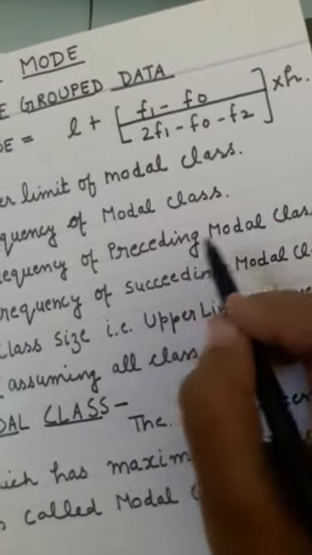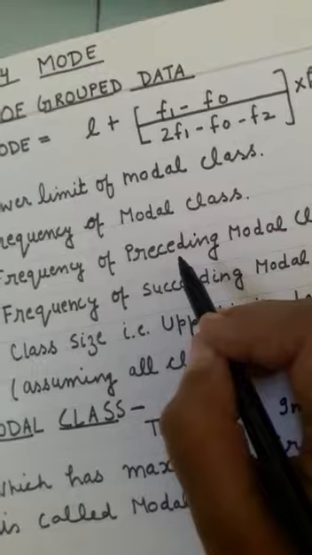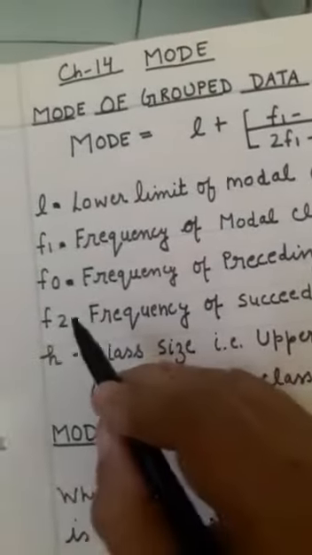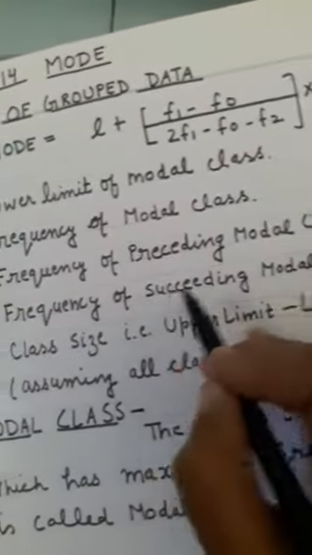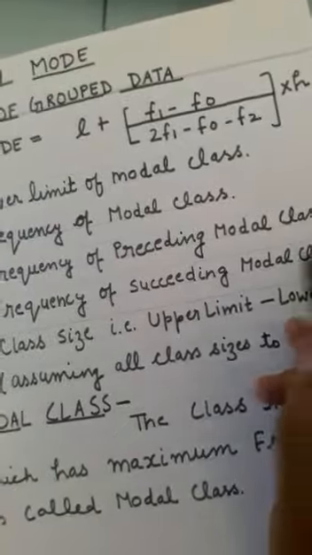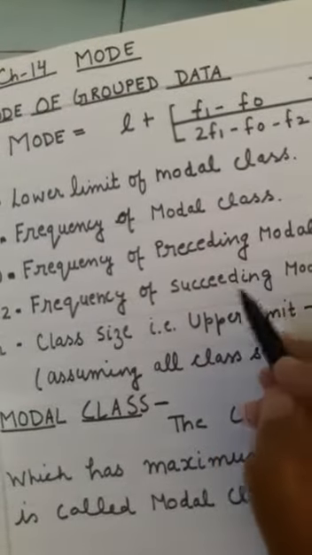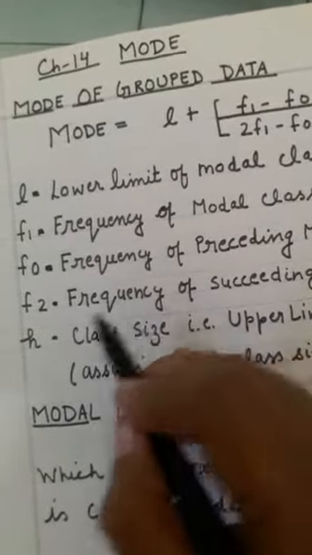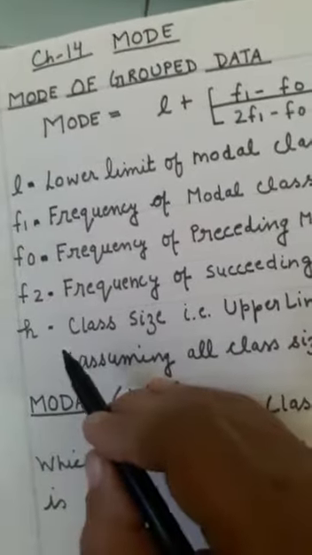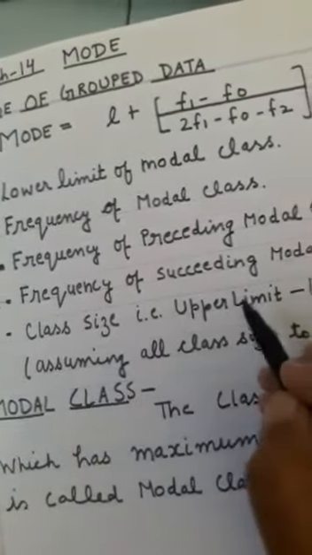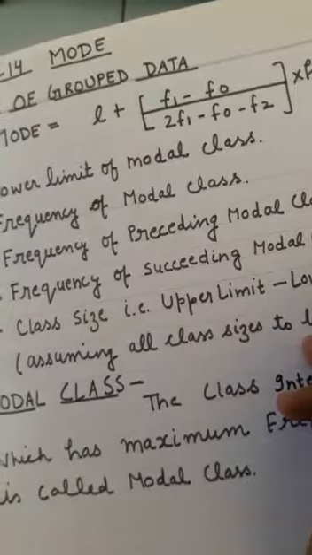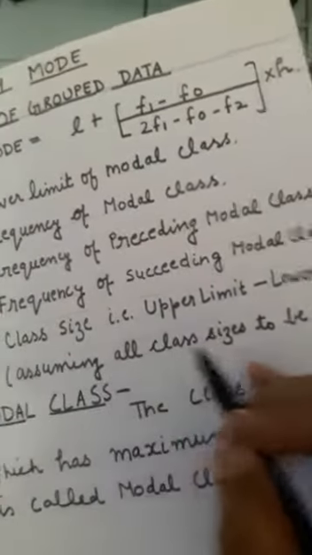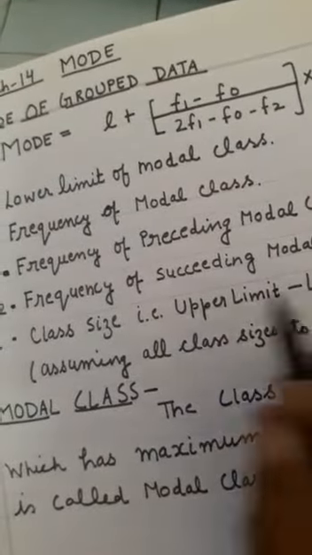Preceding modal class means the frequency before the modal class. F2 is the frequency of the succeeding modal class. Succeeding modal class means the class which comes after the modal class, the frequency of that column. H is the class size, that is upper limit minus lower limit, assuming all class sizes are equal.